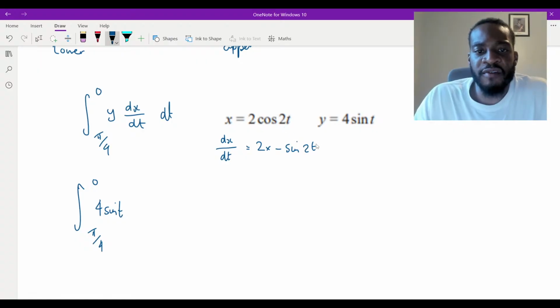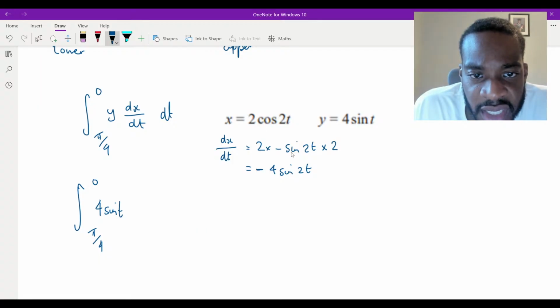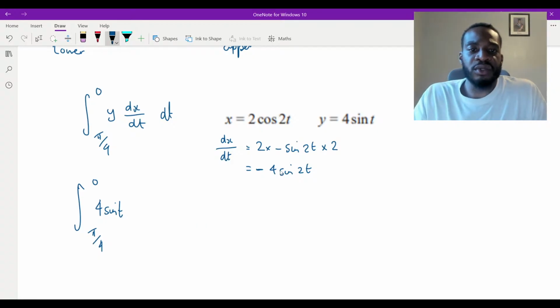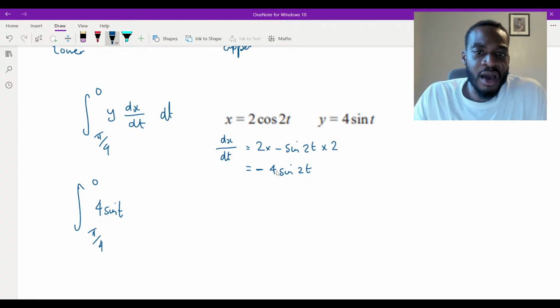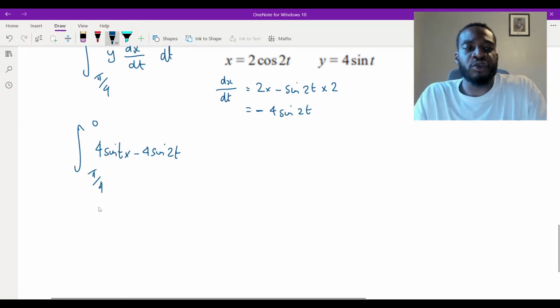We times by the inside derivative, so it's going to be times by 2. So overall, it's going to be minus 4 sine 2t, like that. Let me just double check. That's minus sine 2t times by 2. That's perfect. Yeah, that's all good. And then that means it's going to be times by minus 4 sine 2t, like that. So therefore, so far we're here.